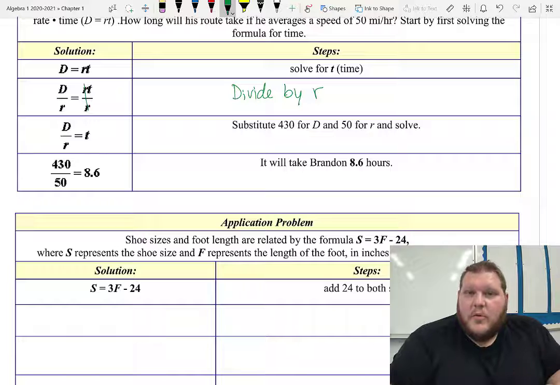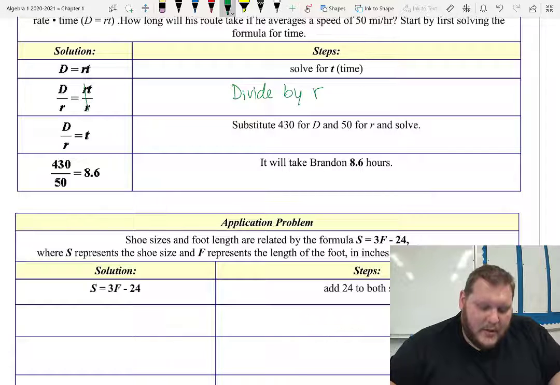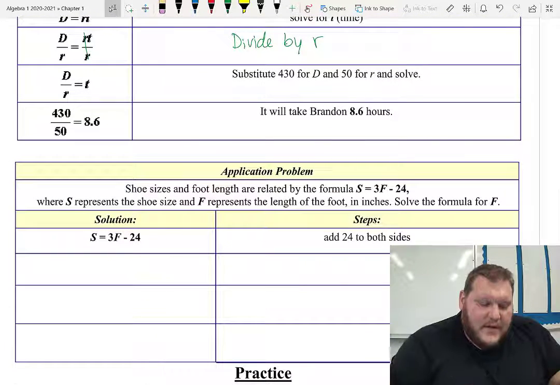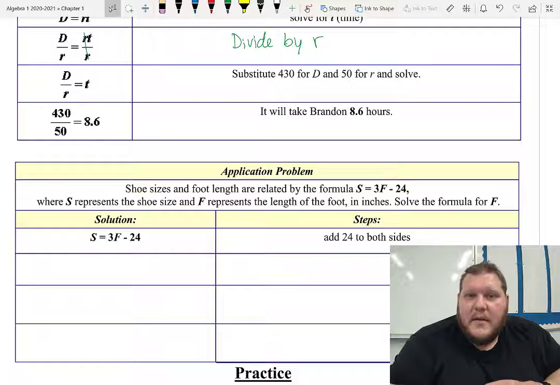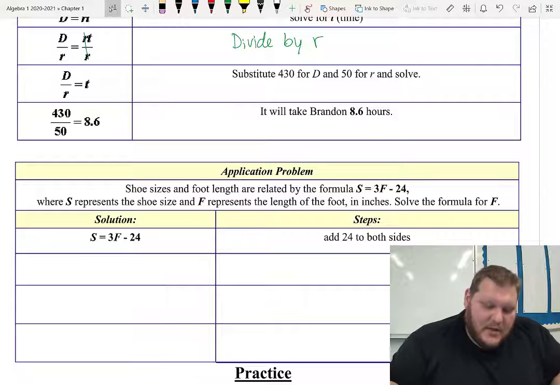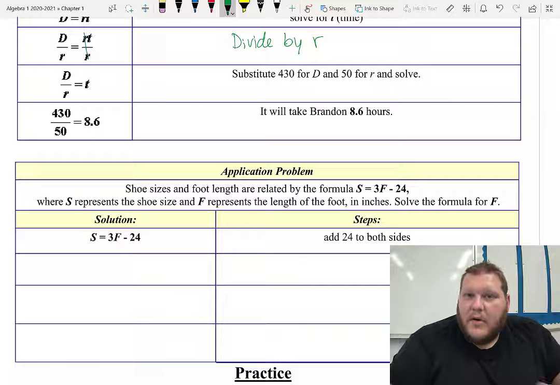From here, since it's a word problem, we're actually going to be solving for those things. We're going to then go ahead and substitute in there the distance from Illinois to Tennessee, 430 miles, and then the rate that he's driving at, which is 50 miles per hour. So we're going to plug that in there for r. When we do that, 430 divided by 50 is 8.6. So 8.6 hours is how long it would take Brandon to drive from Illinois to Tennessee.